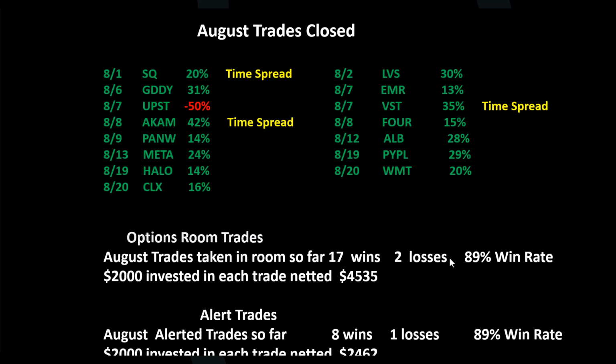August, 17 and 2 last August. This August of 2024, 89% win rate in the room, 89% win rate in the alert service. So we only had 9 trades alerted that month. Some months we'll only have 4 or 5 trades. Sometimes there'll be 10 or 15. It just depends on the market.